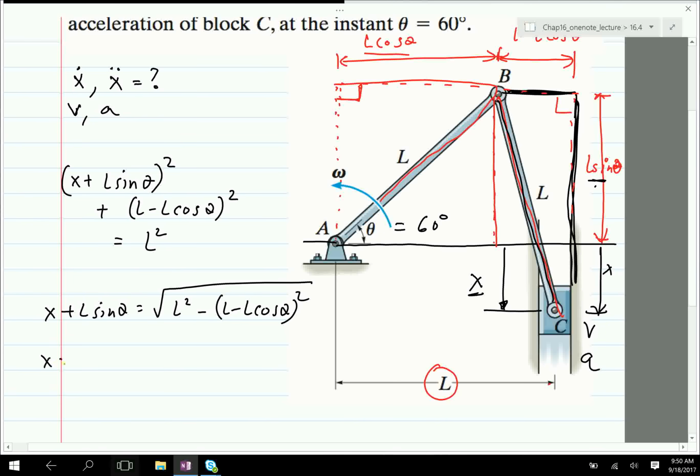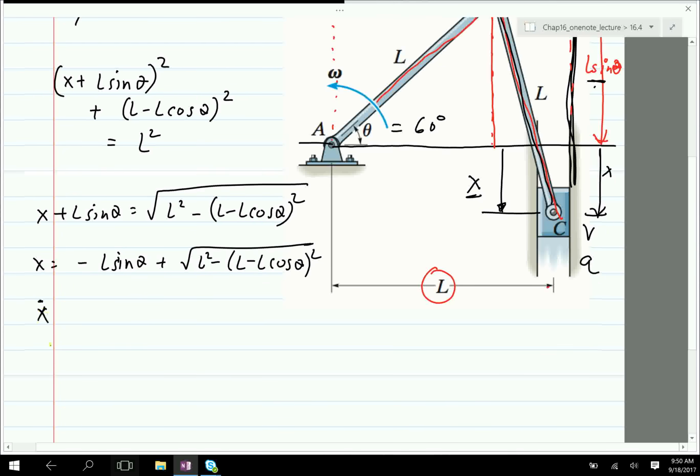So X is minus L sine theta plus... okay, so I have got an expression for X as a function of theta and L, and theta is given and L is given. So I need to find the derivative, and I'll complete this later on, but I need to find X dot from this and then X double dot, and then I should be good. And I could pretty much get the X dot because I know theta dot and L. So I'll complete this later on and post it. I don't have time.